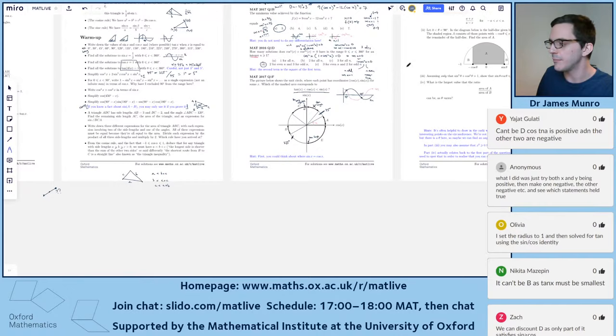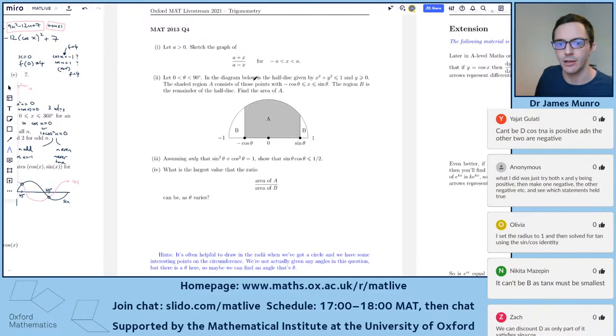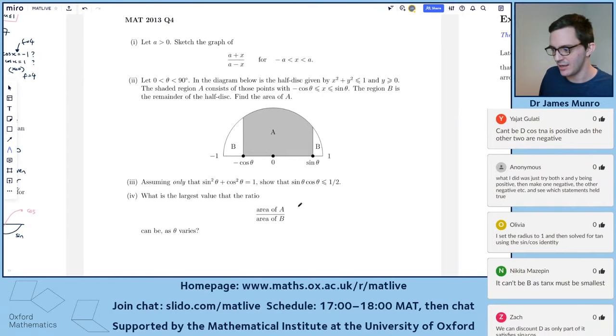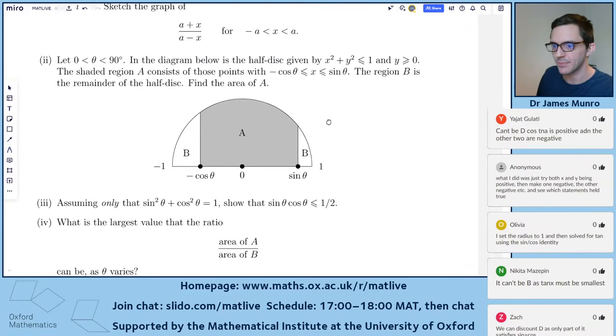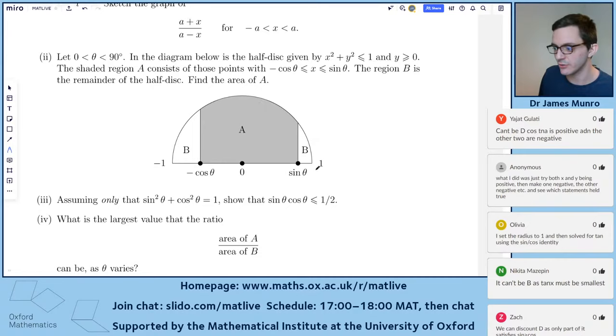Here's a long question. Let's spend about 5 minutes on this. I'm going to overrun a little bit. I'm going to ignore the first part of this question, which talks about sketching a graph, and the last bit's kind of algebra. But there's an interesting step in the middle, so I'm going to zoom in on that one. Theta is some angle between naught and 90 for this. We've got a semicircle, and these points are minus cosine theta and sine theta on here.